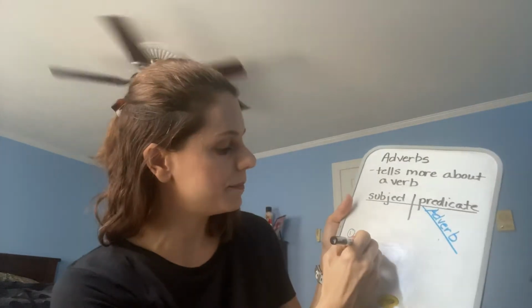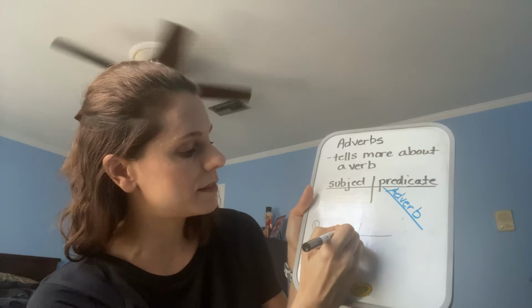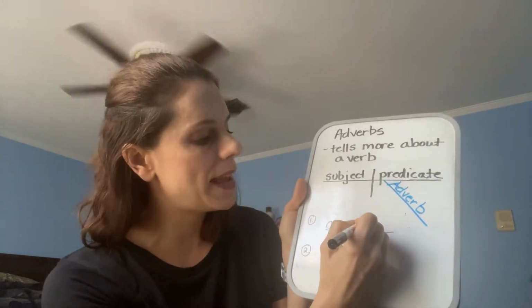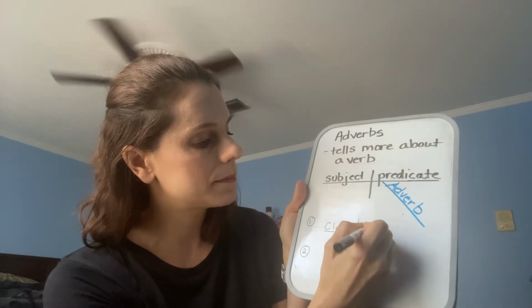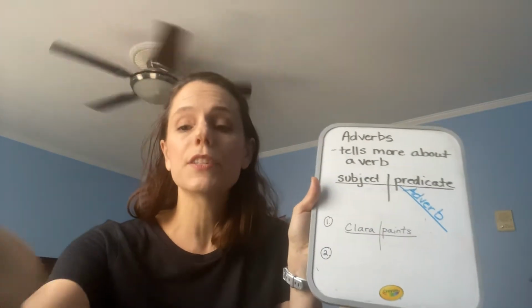So, exercise 1, I usually do exercise 1 with you. I'm going to do it right now. Get my board ready. There's 2 sentences. Clara paints. Okay, there's your subject. It's a person's name. Clara, what is she doing? She paints. And then the word they put up there is beautifully.